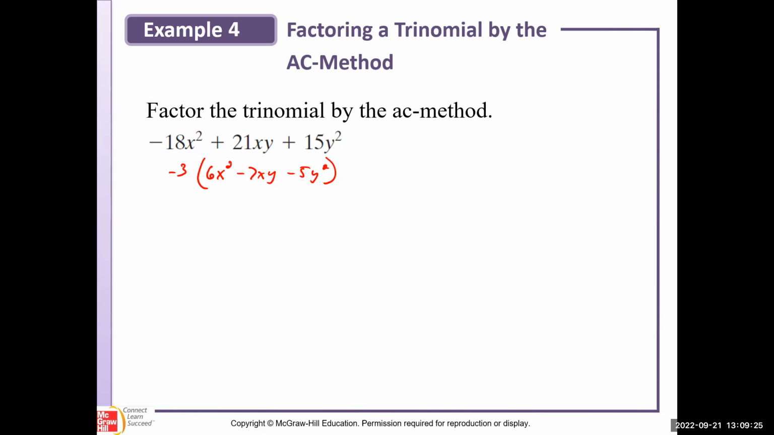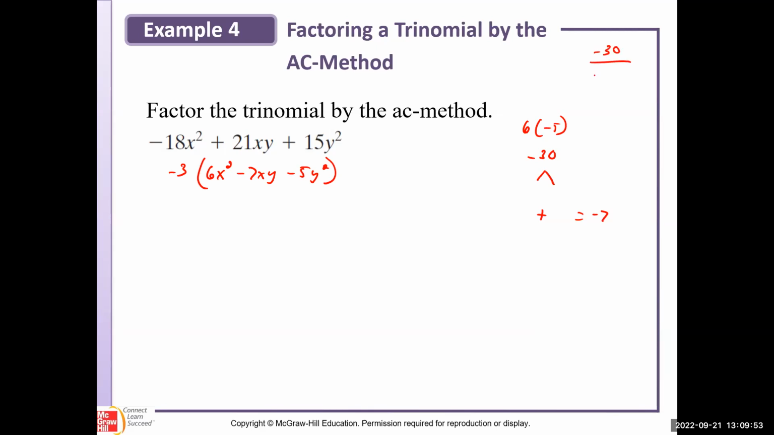At this point, I'm going to do the 6 times negative 5, which is negative 30. I need factors of negative 30 that are going to give me negative 7. That's what I'm looking for. I factored out a negative 3, so negative 3 times 6 is negative 18, negative 3 times negative 7 is a positive 21, negative 3 times negative 5 is a positive 15.